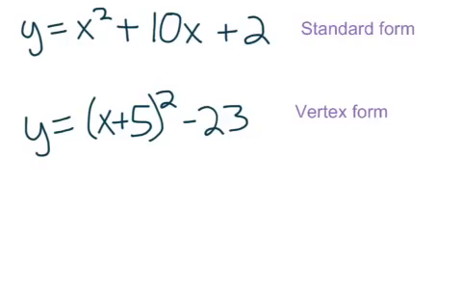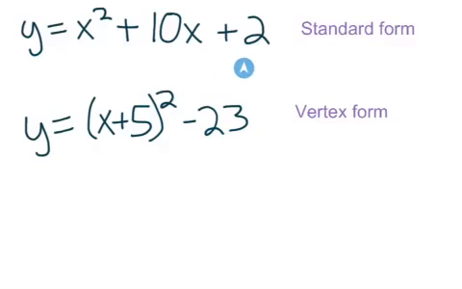On your screen right now, you're looking at two different quadratic functions. y equals x squared plus 10x plus 2, which is in standard form, and y equals (x plus 5) squared minus 23, which is in vertex form. The thing about these two quadratic equations is they're actually for the same function.